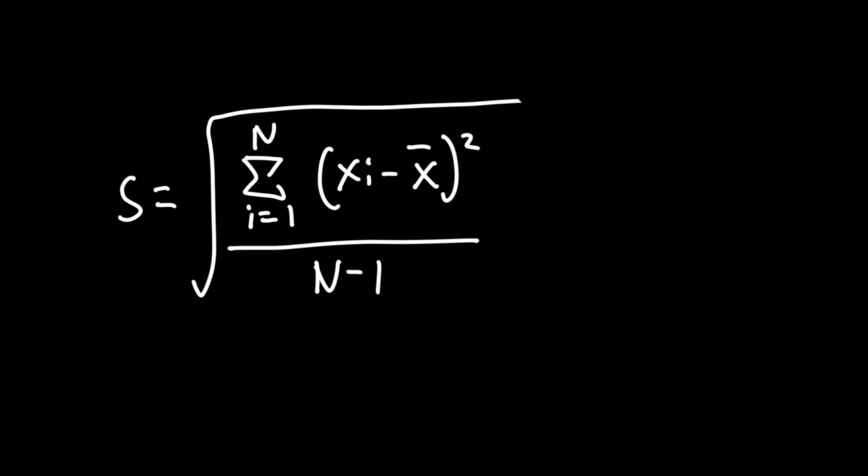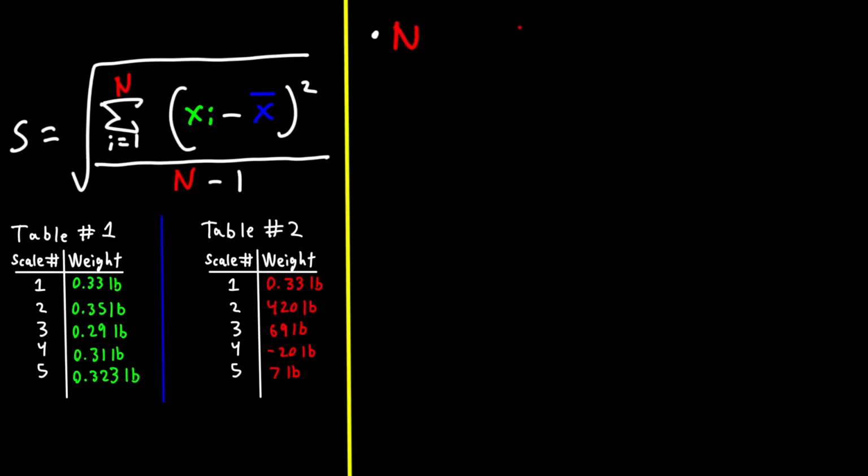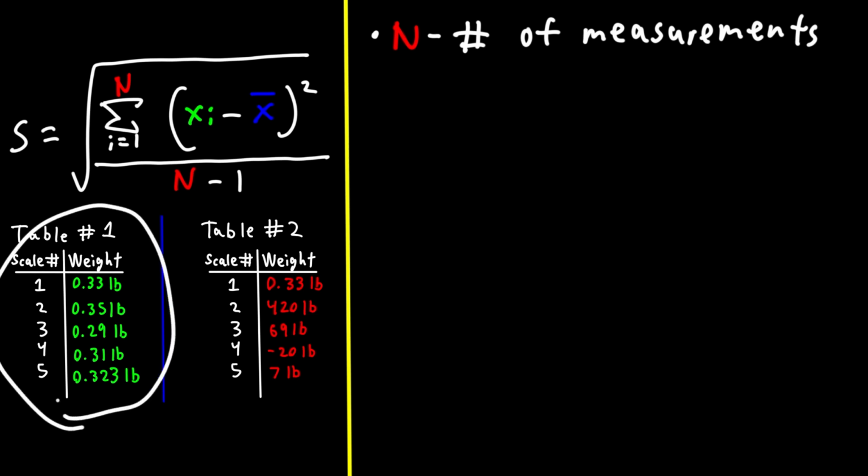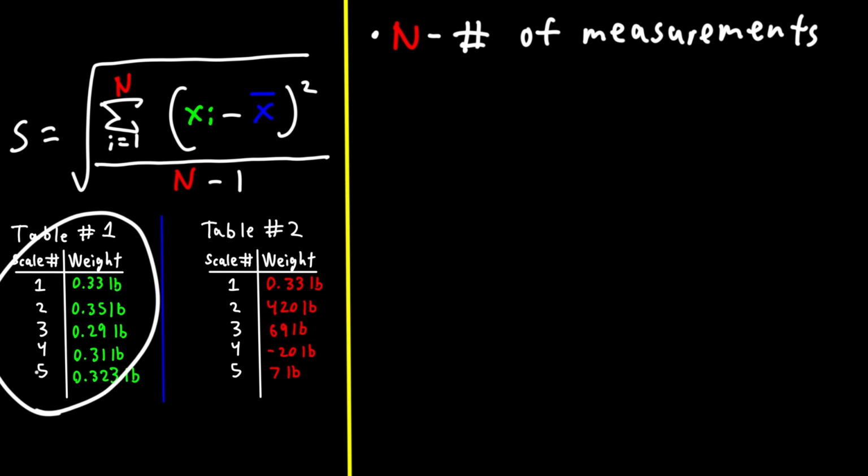Now, let's break down how this formula works and how we can use it. N represents the number of measurements. So for example, let's take a look at Table 1. Notice how we had 5 scales and we took 5 measurements. So therefore N for Table 1 is 5.